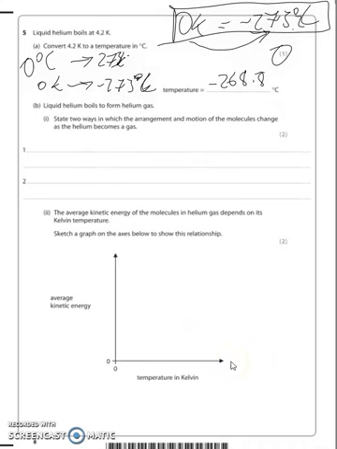This is January 2015, this is paper 2, and this is question number 5. Liquid helium boils at 4.2 Kelvin. Convert 4.2 Kelvin to a temperature in Celsius.